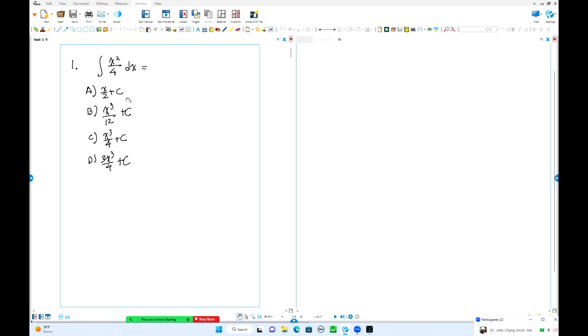Okay, now let's try number 1. You want to try this number one by itself? This is the integral of x squared over 4 dx. That's the first question. Can you do this one?